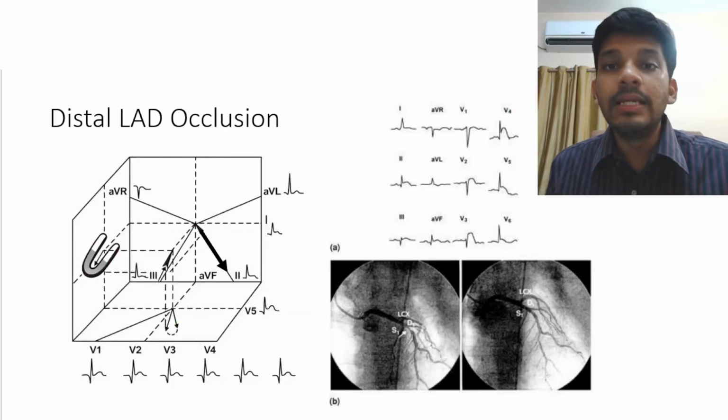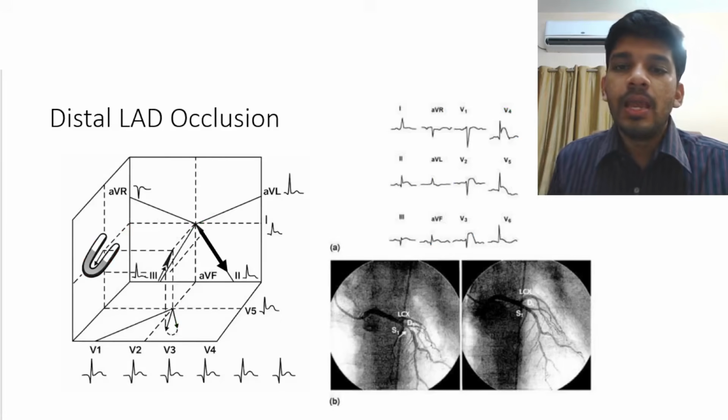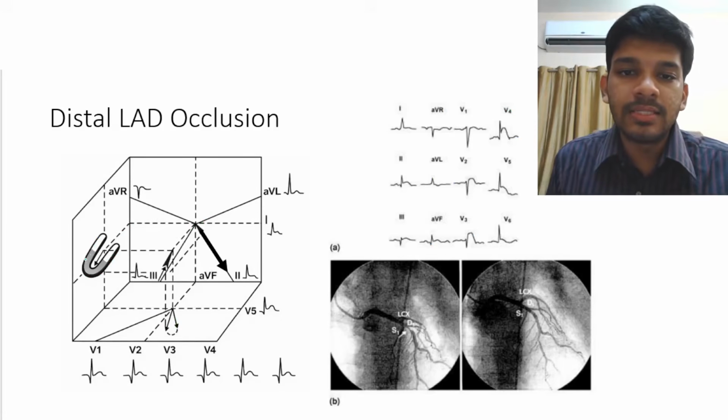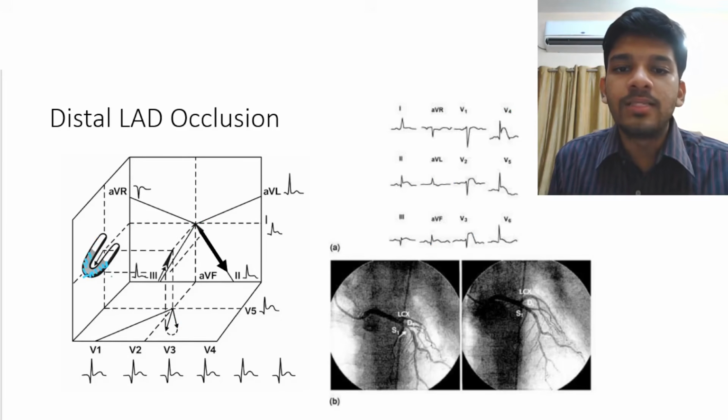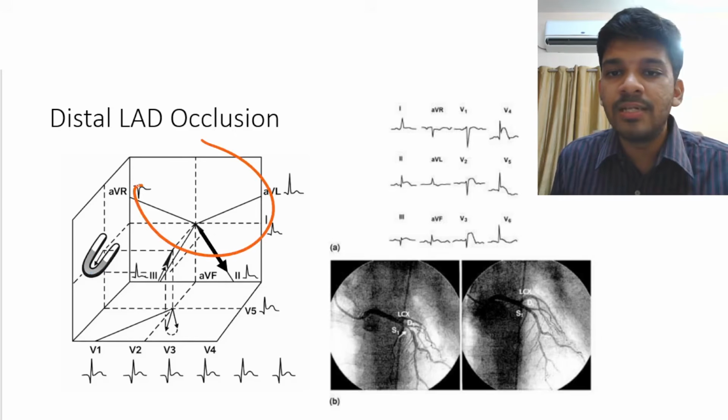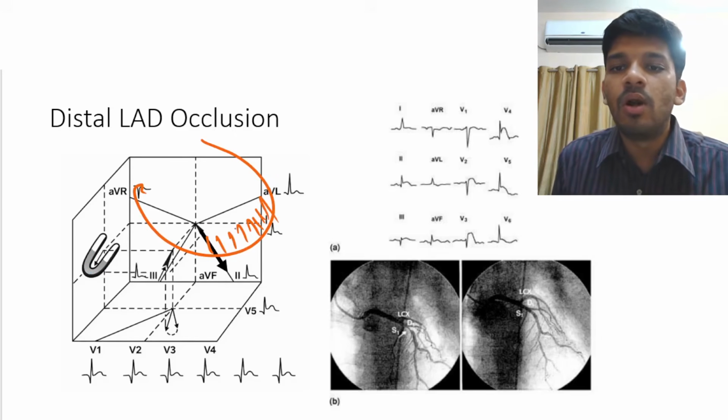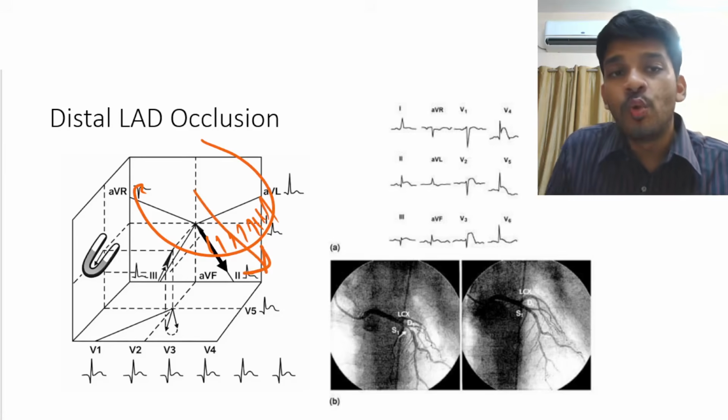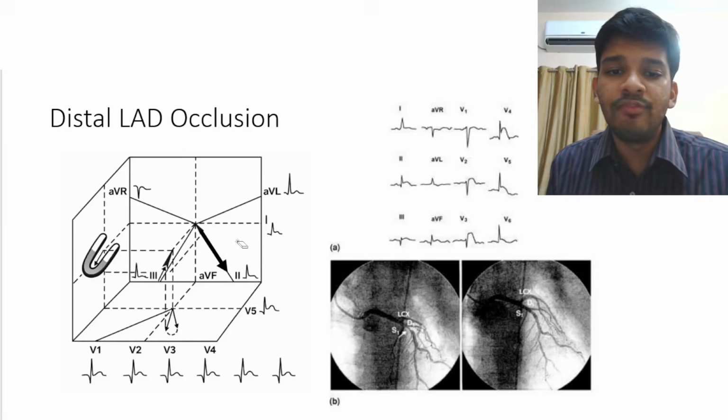Now going to a distal left anterior descending occlusion. In a distal occlusion, as we already discussed, it is the inferior part of the wall that is involved. So you get an injury vector which is directed downwards. Okay, so just imagine this to be flipped. This is the left side. This is the left ventricle. The inferior part is involved. The injury vector is downwards. And it is towards the left. It is definitely towards the left.